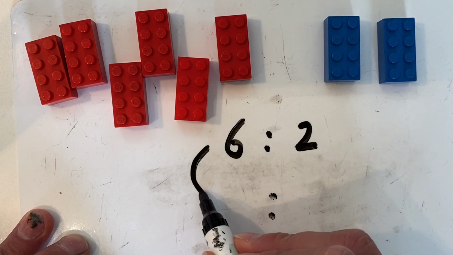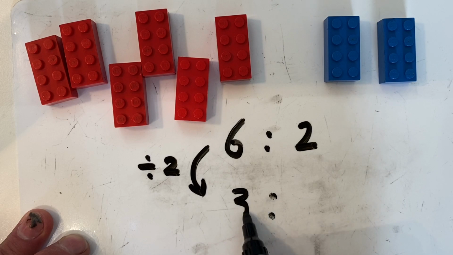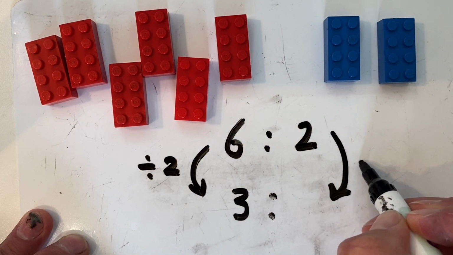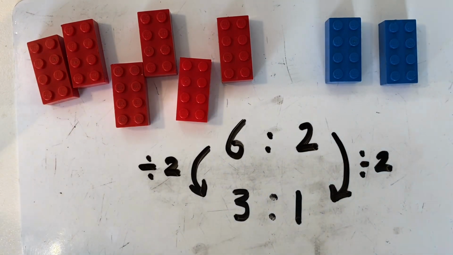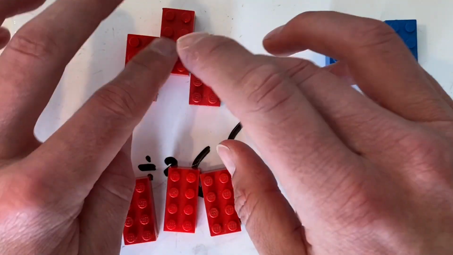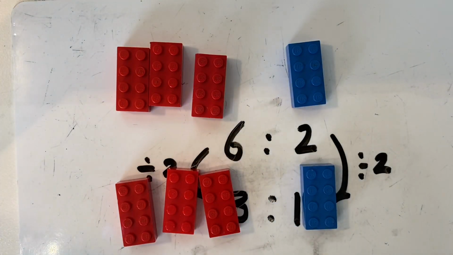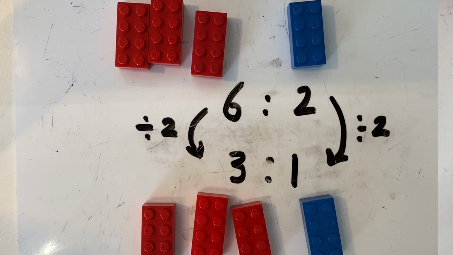So all you have to do is ask how many 2's go into 6? 3 of them. And then how many 2's go into 2? 1 of them. This is exactly the same as a ratio of 3 to 1. This can be proven by rearranging my Lego bricks. For every 3 reds, there's 1 blue. Just like that. See, that's not too scary, is it?